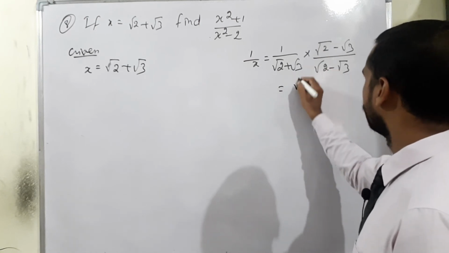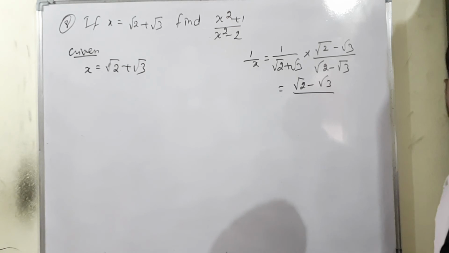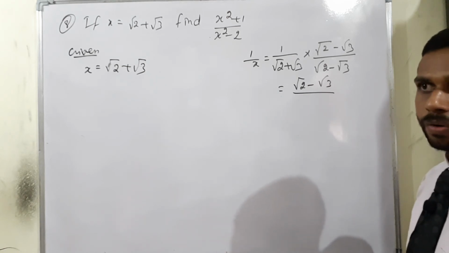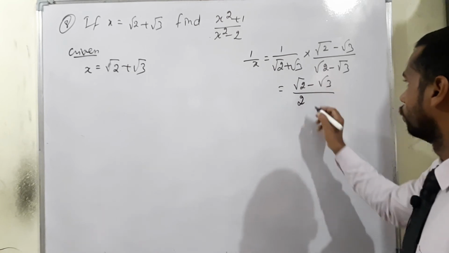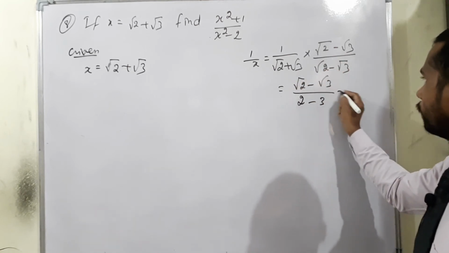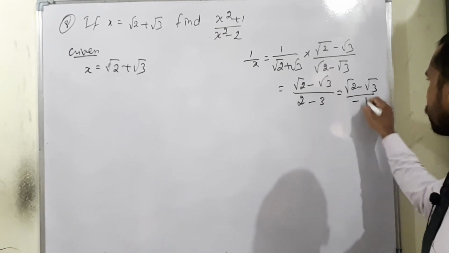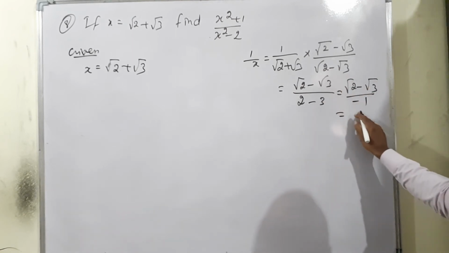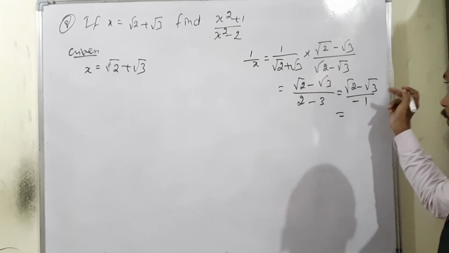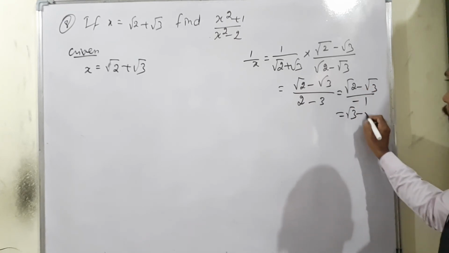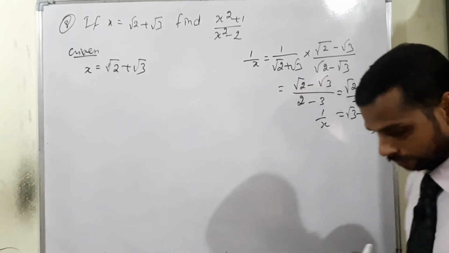So 1 into root 2 minus root 3 divided by the denominator a plus b into a minus b. What is the formula? a square minus b square. So root 2 the whole square means 2, root 3 the whole square means 3. Therefore root 2 minus root 3 divided by 2 minus 3 is equal to minus 1. Each and every time, divided by minus means the negative root 3 converts to positive. Therefore root 3 minus root 2. This is the answer for 1 by x.